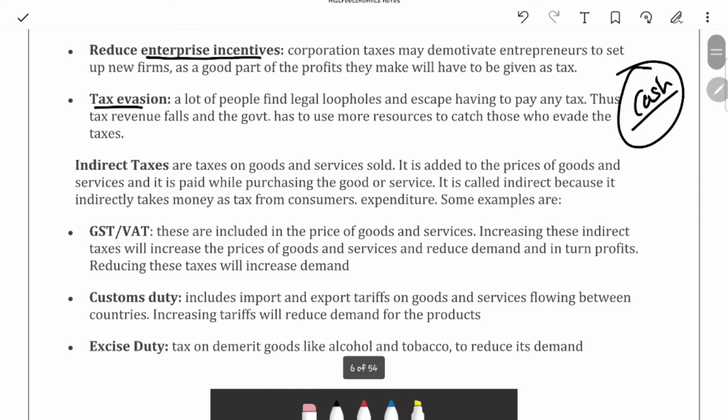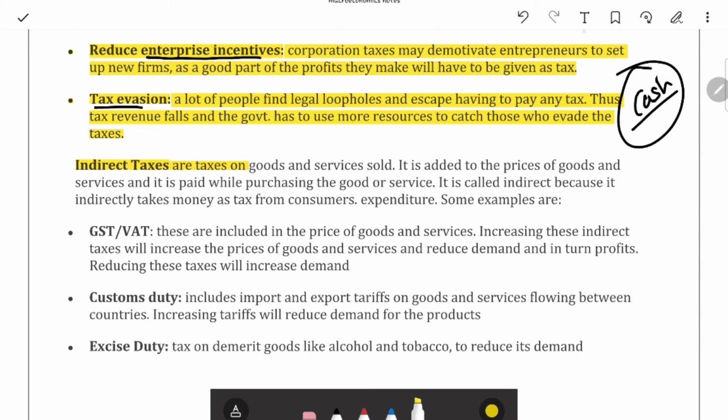The next one is indirect taxes. Indirect taxes are taxes on goods and services. That's the key word right here: goods and services. It is added to the prices of goods and services, and it is paid while purchasing the good or service. When you purchase something, you pay a tax. Now for this, the tax is the same for everyone. So when you buy bread, it's the same for everyone.